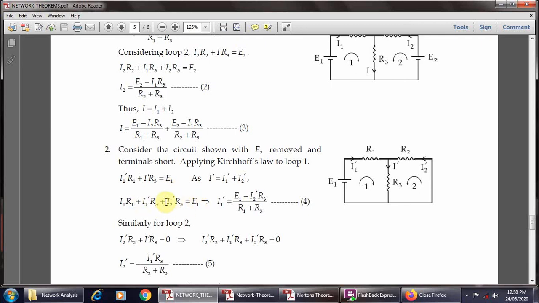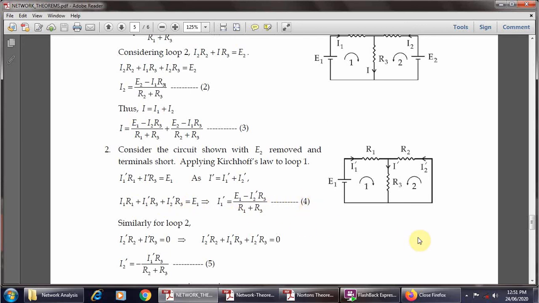Here I1 dash is taken as common, therefore I1 dash times the bracket R1 plus R3, plus I2 dash R3 is equal to E1. Then we calculate the value of I1 dash. Therefore I1 dash is equal to E1 minus I2 dash R3 upon R1 plus R3. This is equation number 4.